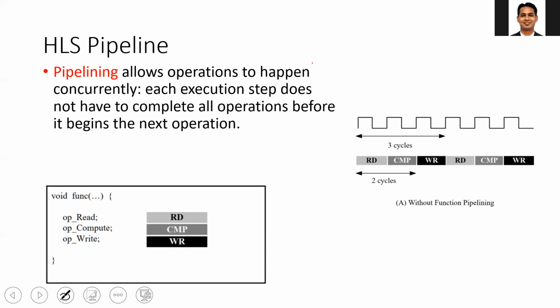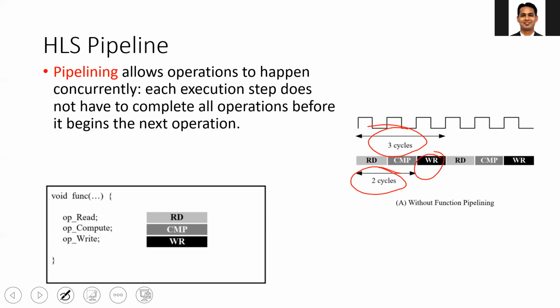So without pipelining, you can see that you are reading a new input every 3 clock cycles. That means your initiation interval is 3 clock cycles, and you are outputting the value after 2 clock cycles. That means your latency is 2 clock cycles. So your initiation interval is 3 and the latency is 2 clock cycles, meaning your data is available at the third clock cycle.